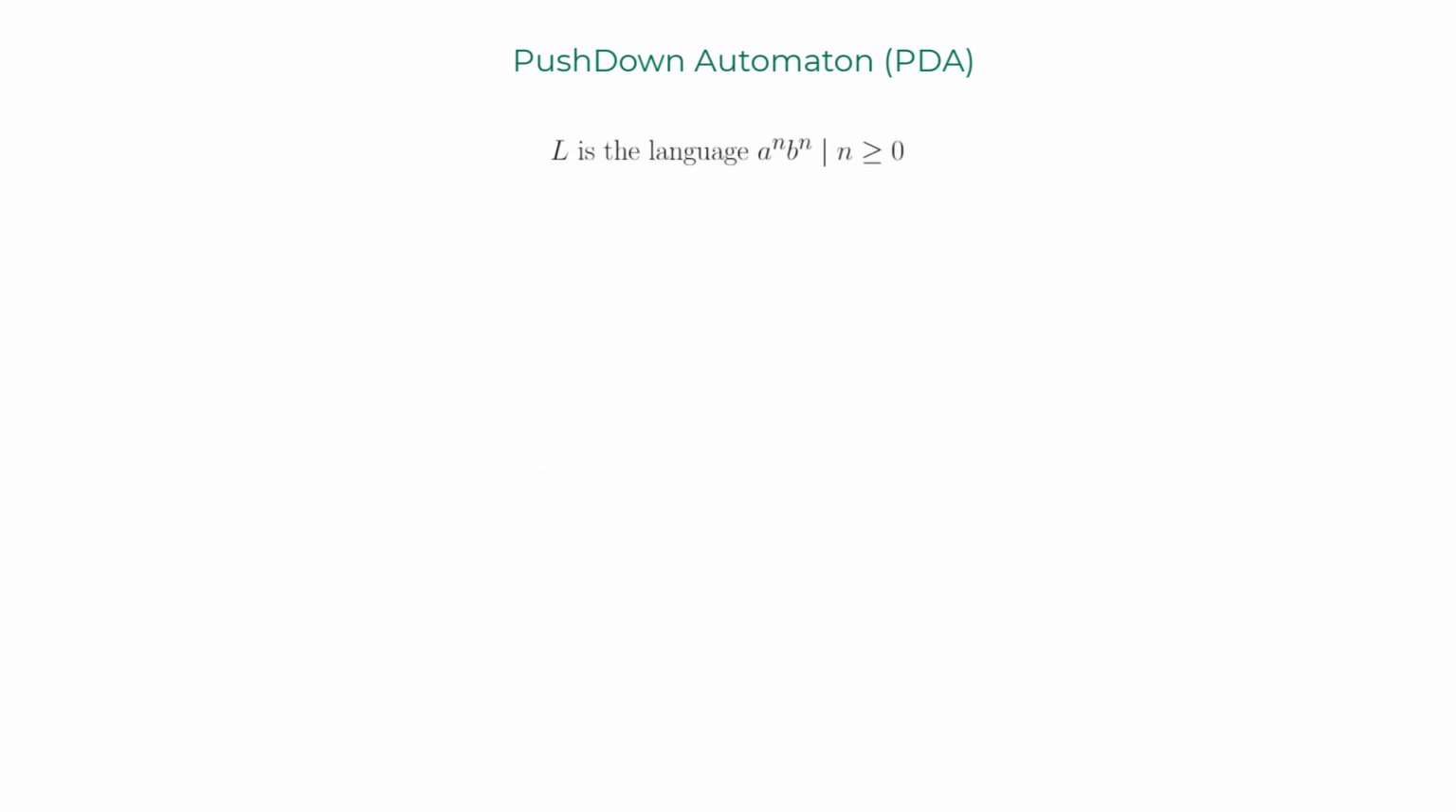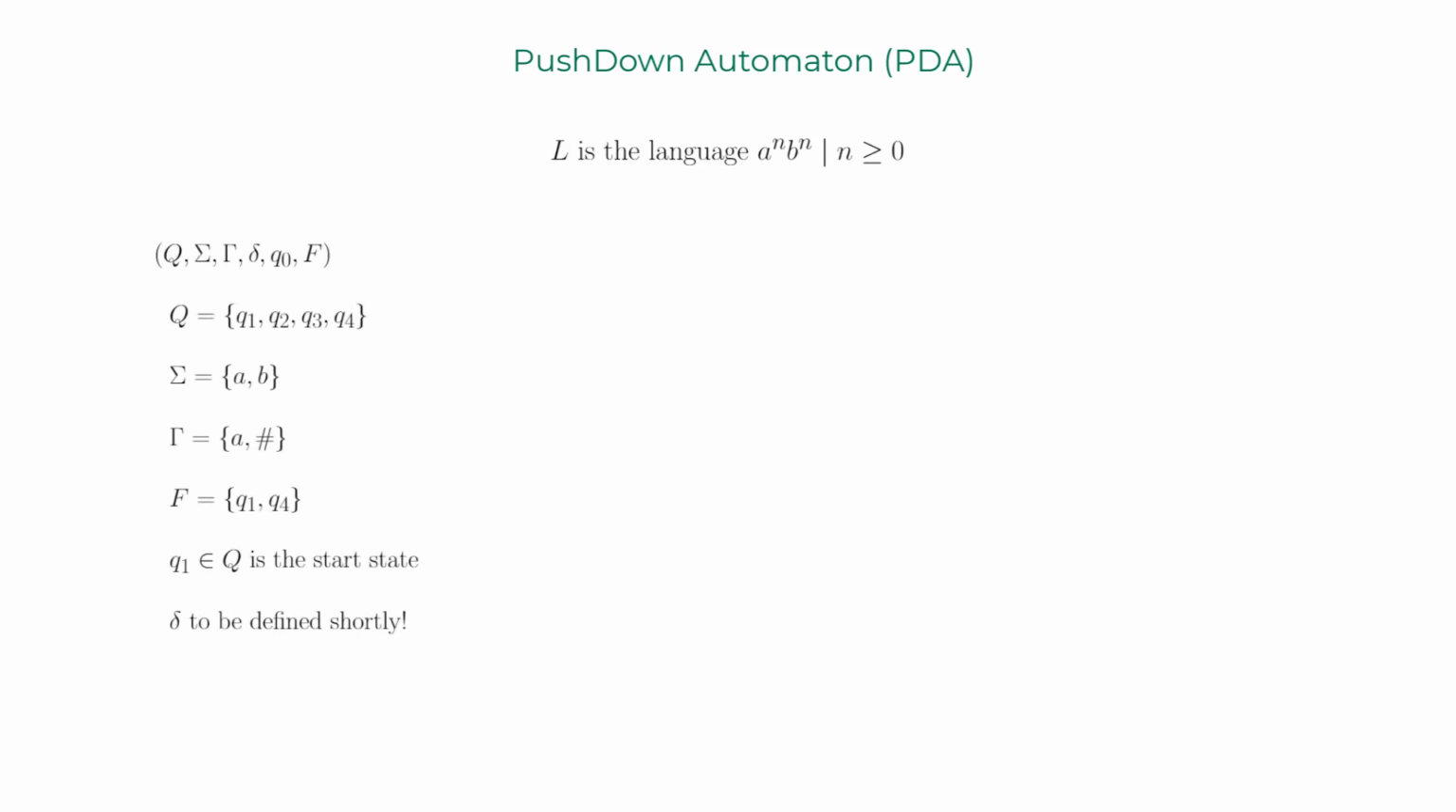Let me demonstrate to you a pushdown automaton that recognizes the language a to the power n, b to the power n, and here is this 6-tuple that defines it. Looks like we can do this using 4 states, Q1, Q2, Q3, and Q4. The alphabet is a, b. The stack alphabet is a, hash. And the final accept states are Q1 and Q4.